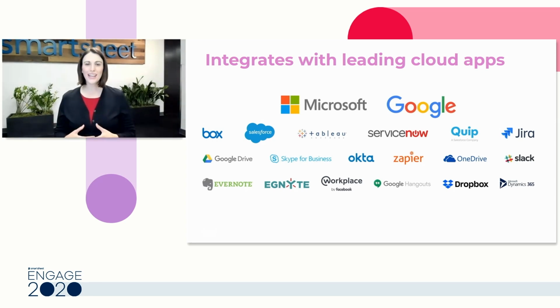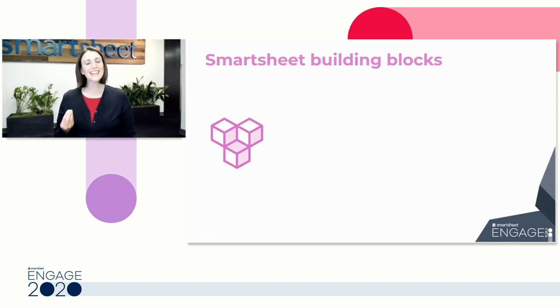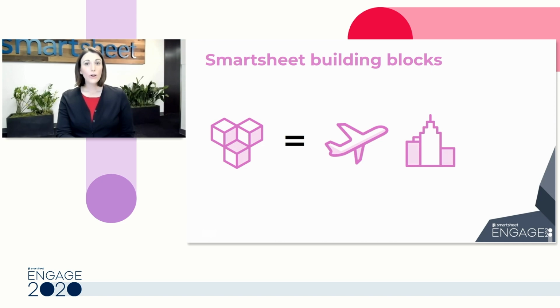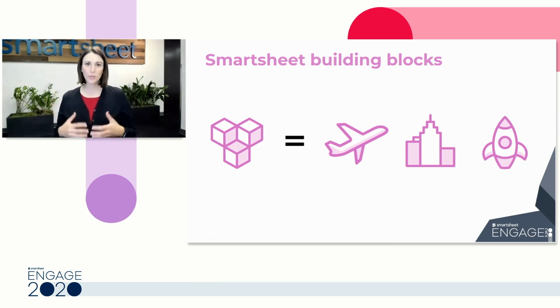So now that we understand at a high level what Smartsheet is and what it does, let's talk about the building blocks that make it up. And building blocks is an analogy that I love to use for Smartsheet because if you think about it, if you have a set of building blocks, you can build a lot of different things. You can maybe build an airplane, or you can build a tower, or even a rocket ship. Now, all of those things have a different output, a different use case, but they can be built from the same set of building blocks.